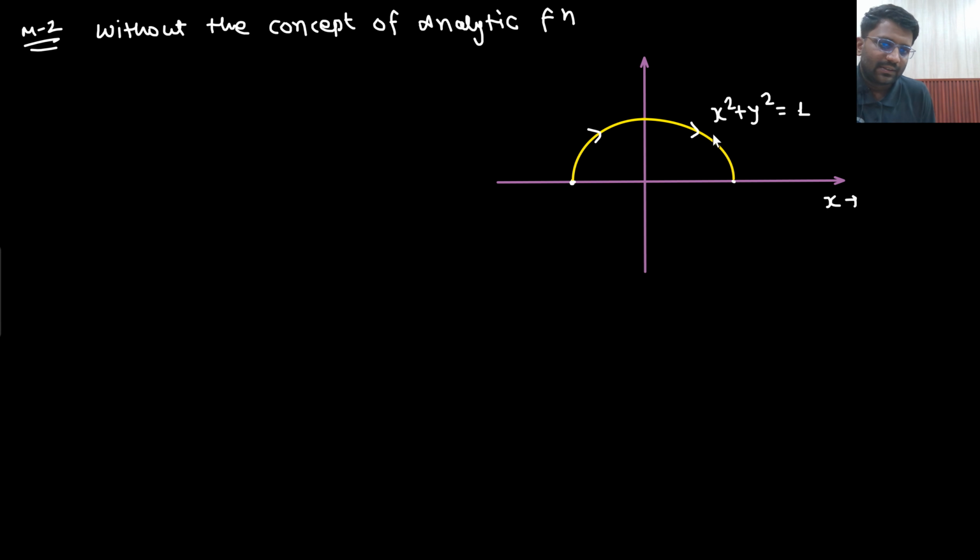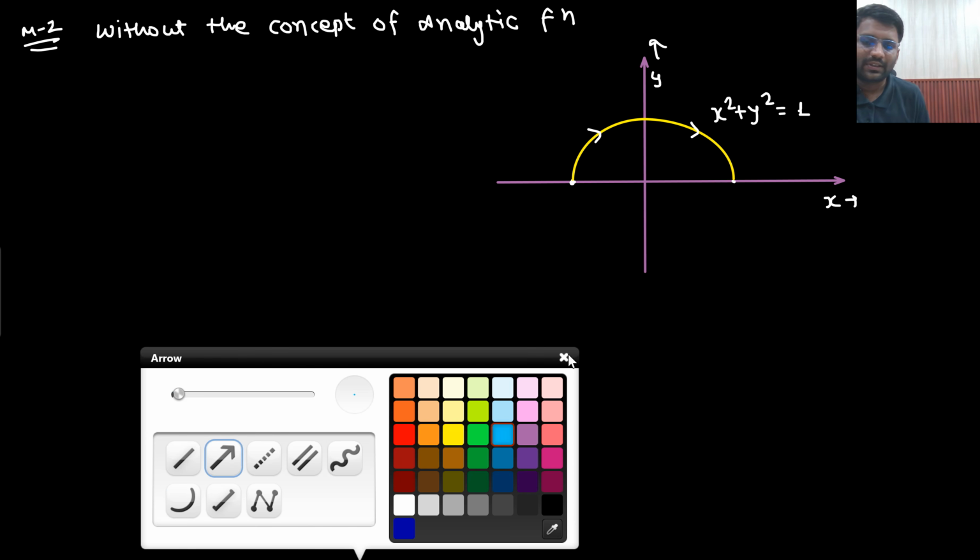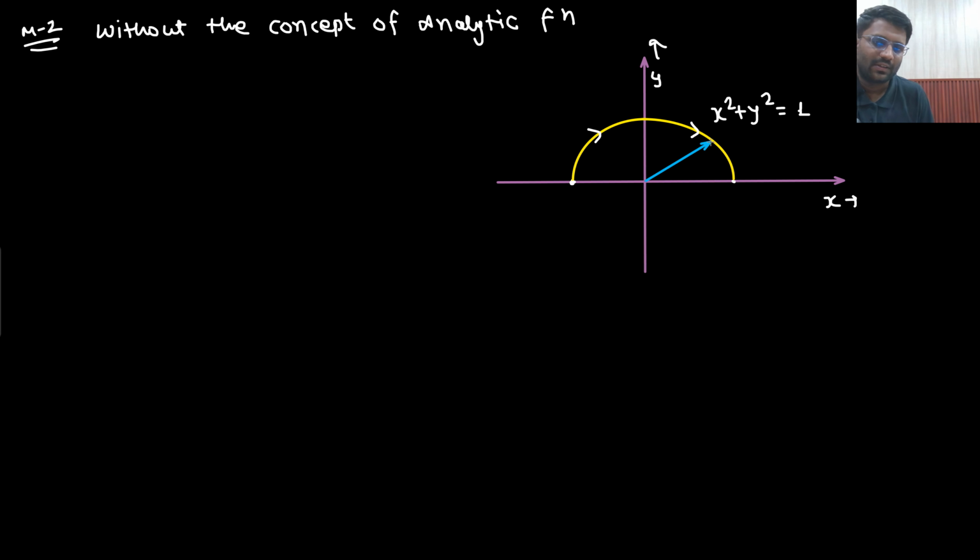This is your x, this is your y. What is the radius? The radius is nothing but 1 only. So from where to where are you moving? From here to here, from point A to point B. That means you are moving on this yellow curve. On this yellow curve, if I say my value of z is r e to the power iota theta.